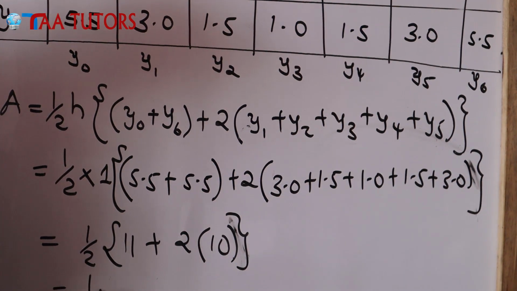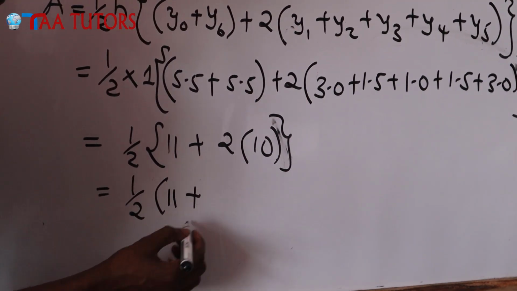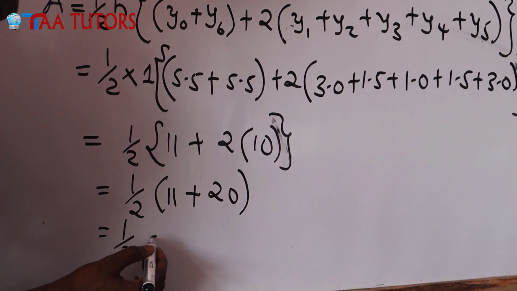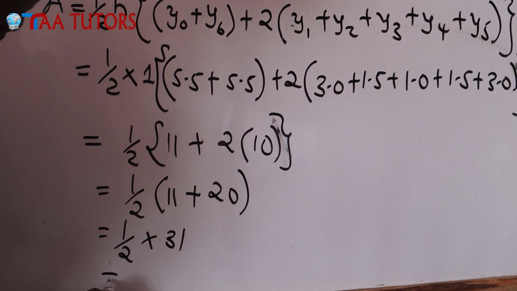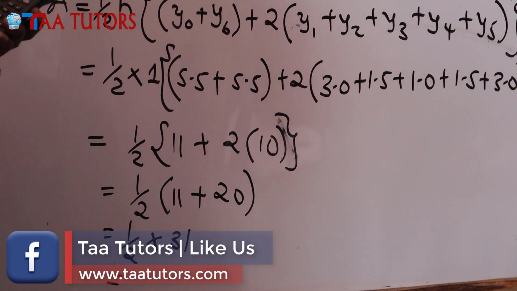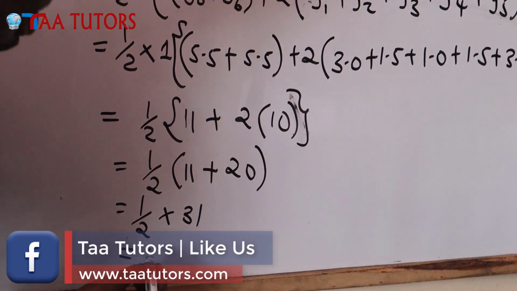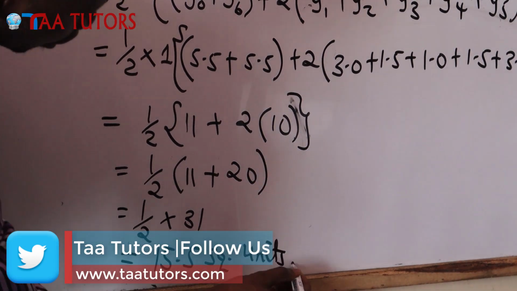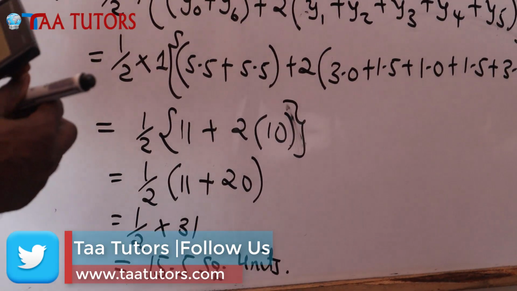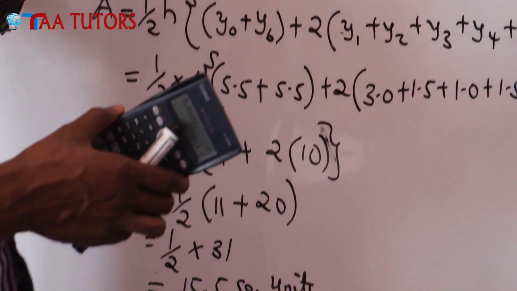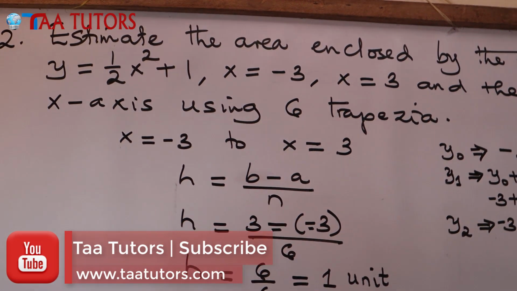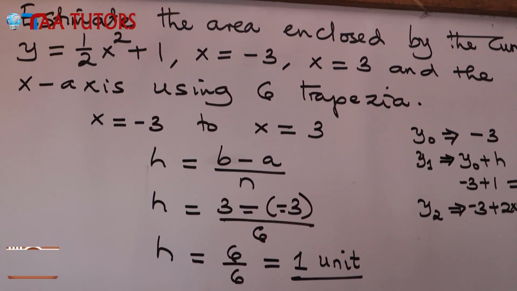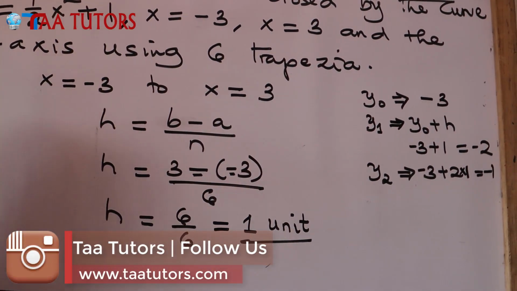So we are going to have a half into 11 plus 20. This is going to be a half times 31. So half times 31 is 15.5. 15.5 square units. We are not saying 15.5 centimeters squared because we actually do not know the units with which this one was measured. So we are just going to say 15.5 square units, whichever units used. They could be meters, they could be centimeters, they could be kilometers. We don't want to really know about that.